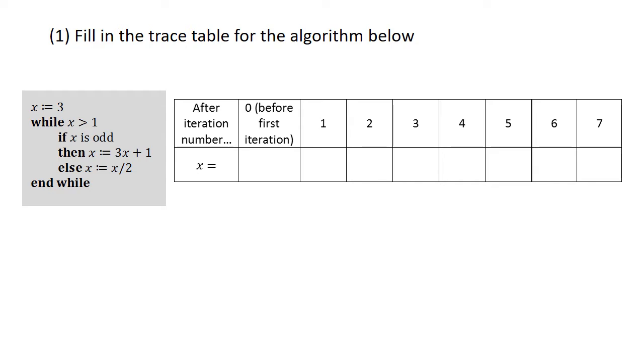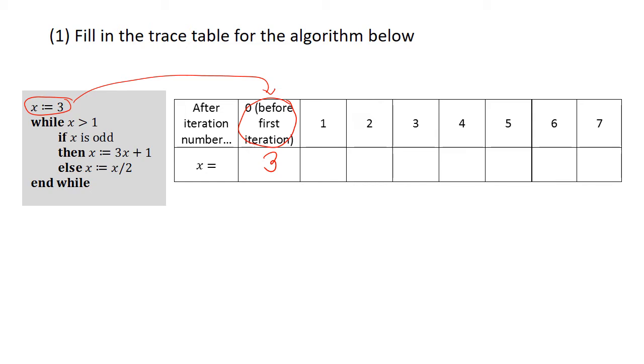Okay, so the first blank here is for before the first iteration. So after iteration 0 means before the first iteration. So before the first iteration, the value of x is given right here. So you just have to copy that over here. It's 3. Okay, so now let's get into the while loop.